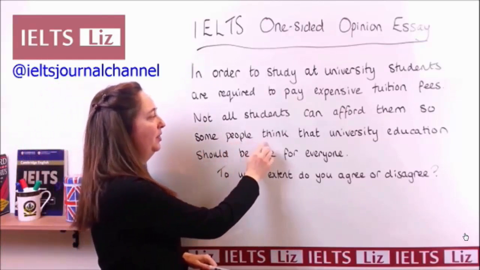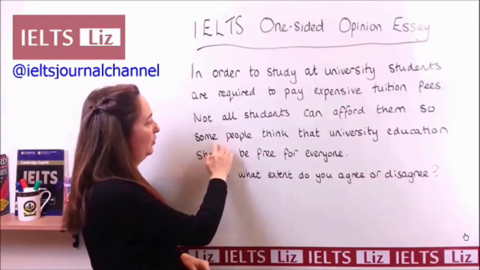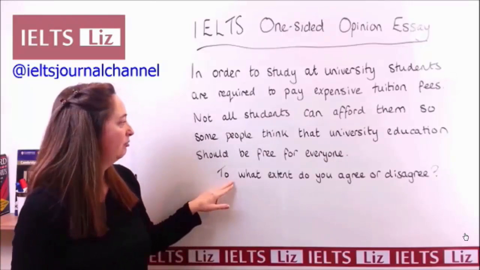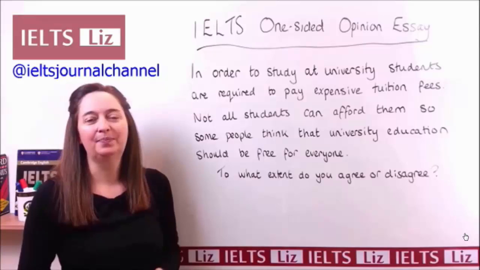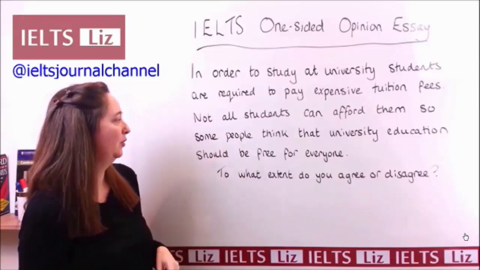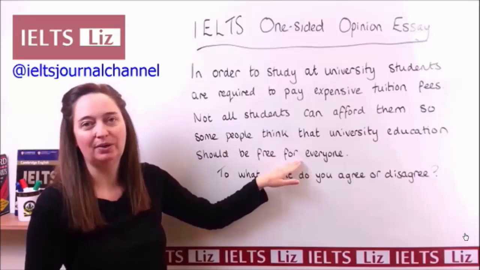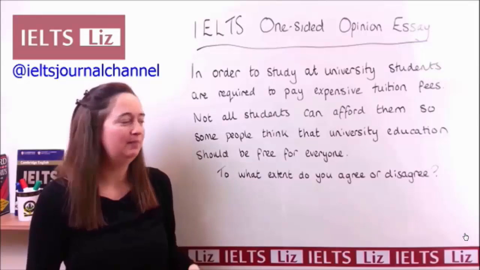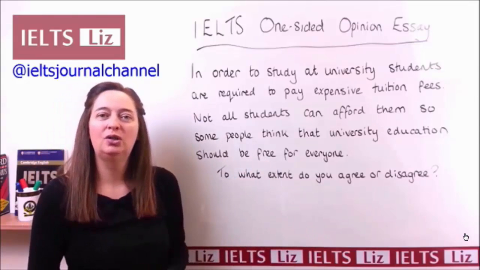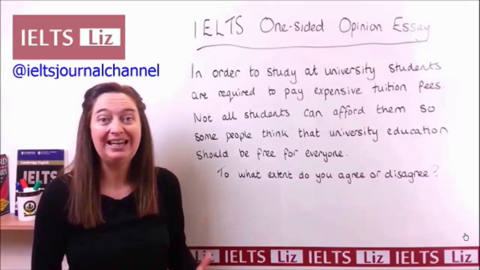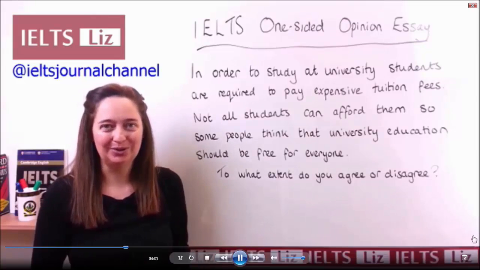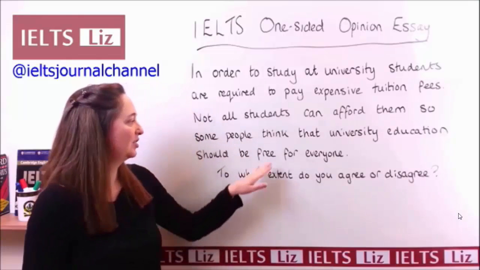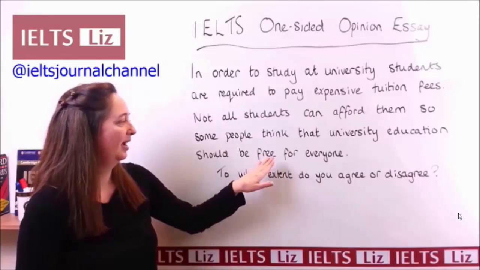But now we come to this: so some people think that. Here we've got an opinion. IELTS are giving us an opinion and we need to respond to this opinion. They say that some people think university education should be free for everyone. And you need to decide, do you think university education should be free? So do you agree with this? Or do you think university education should be paid for by the student, in which case you disagree? So you need to decide what you feel about this opinion here.